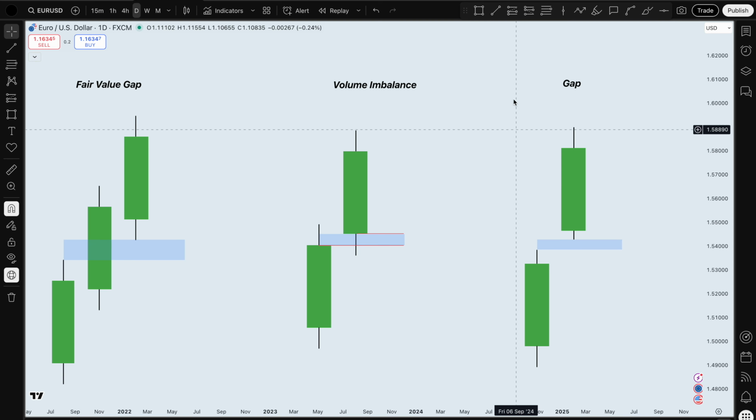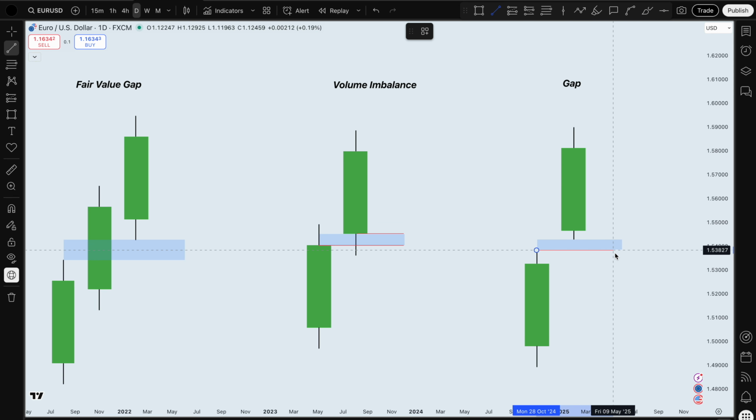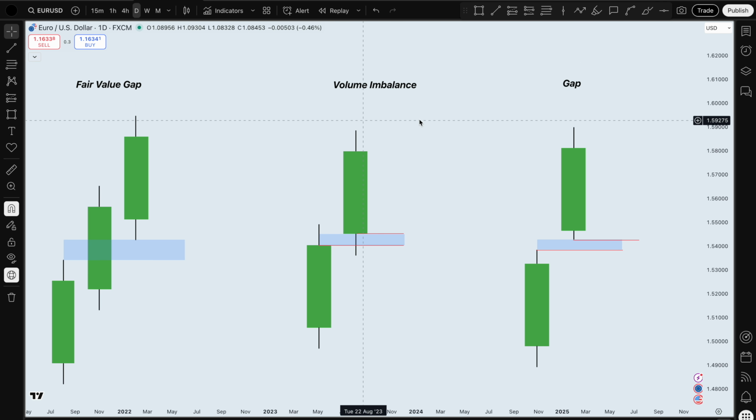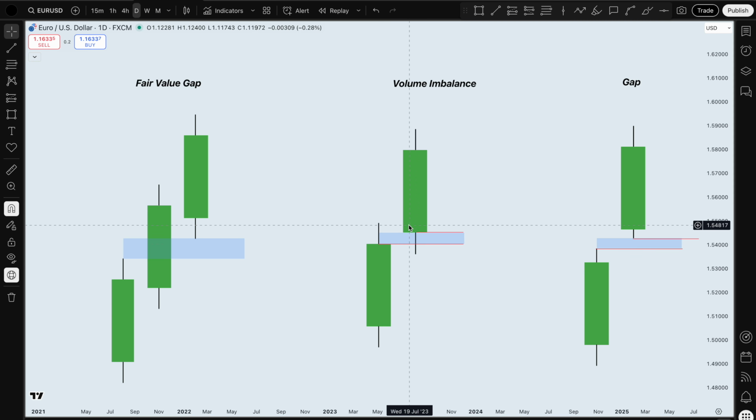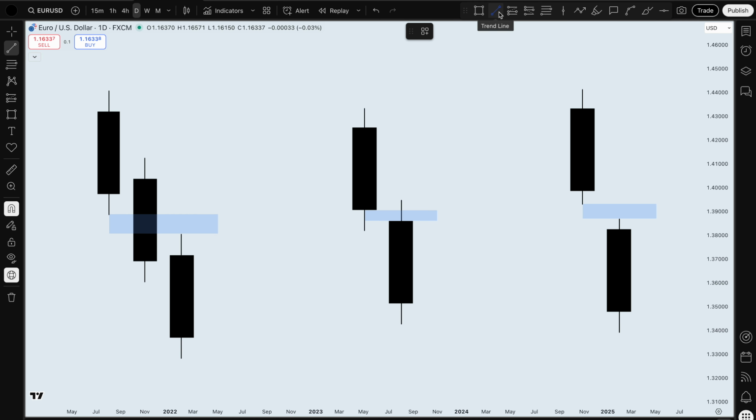And now for a gap, the high of the first candle does not overlap with the low of the second candle, and you can see that there is literally nothing in between the two candles. The difference between a volume imbalance and a gap is that there's nothing here, so this means that there was no trading in between the candles. But here you can see there is a wick, and that means that there was trading in here.